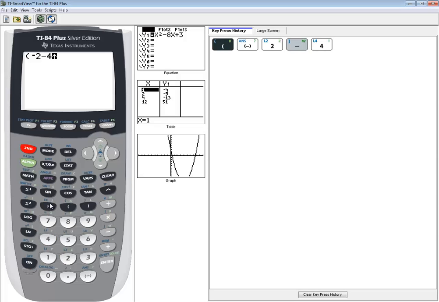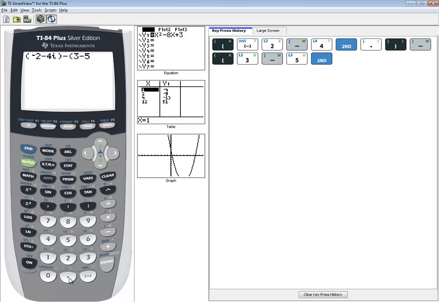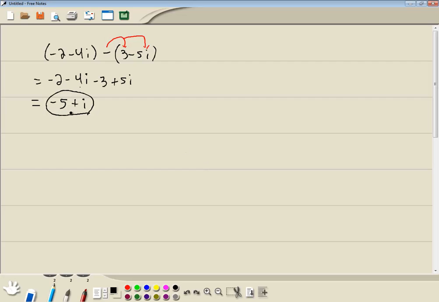Now the i is the second decimal. Closing parentheses, minus, beginning parentheses, 3 minus 5i. And again, I do second decimal for the i. Closing parentheses and enter. And we get negative 5 plus i, which is what we got by hand.